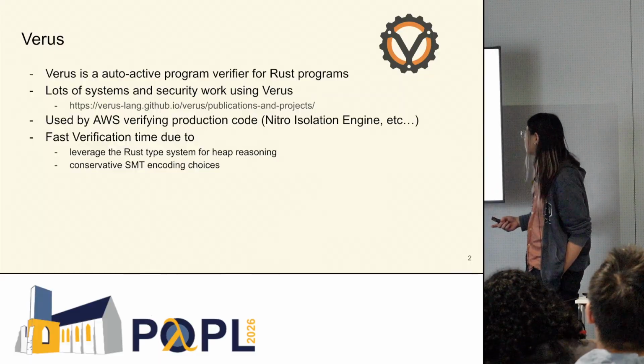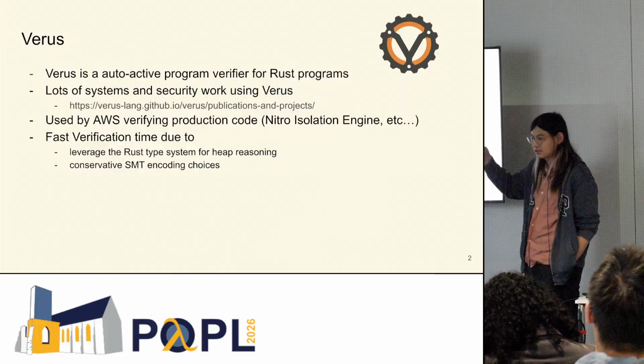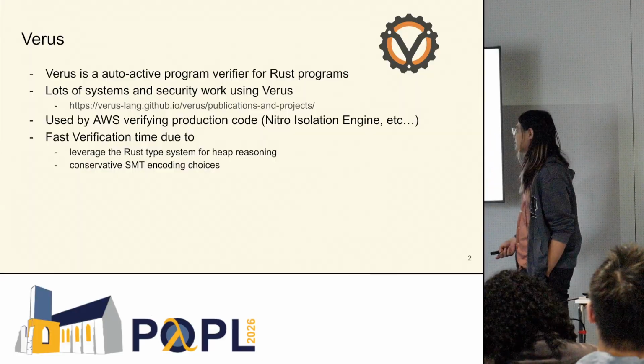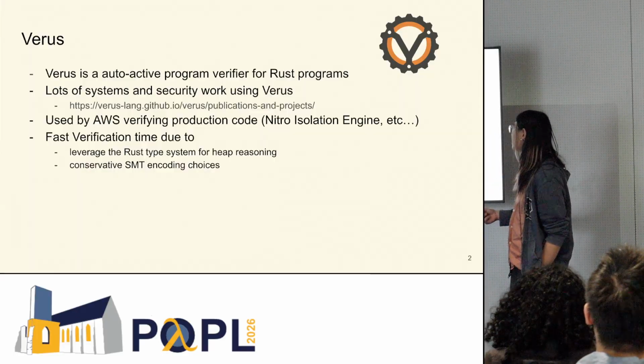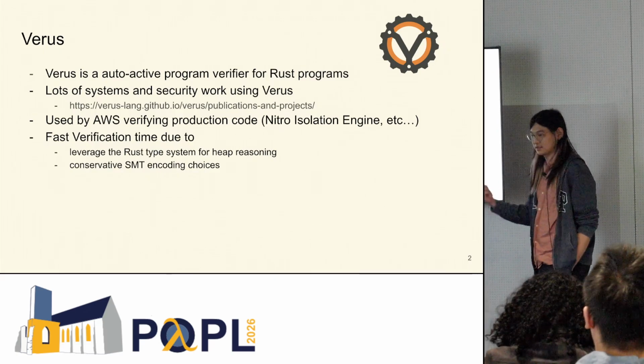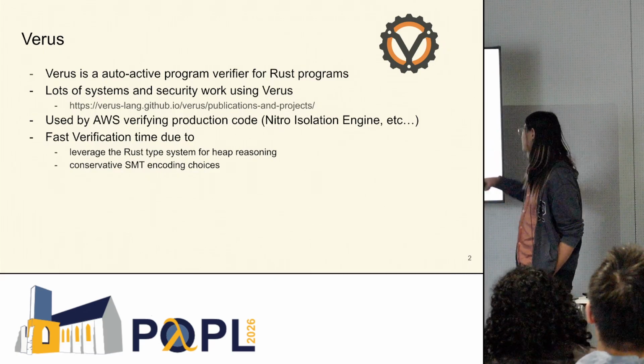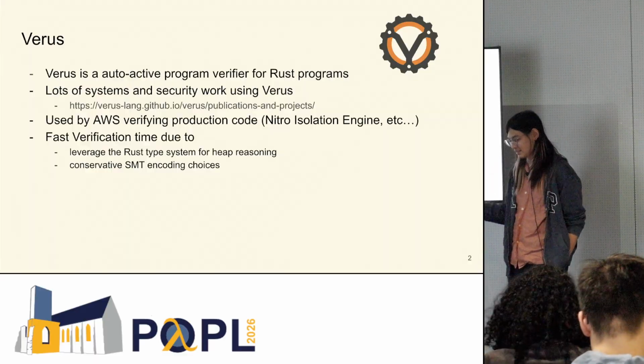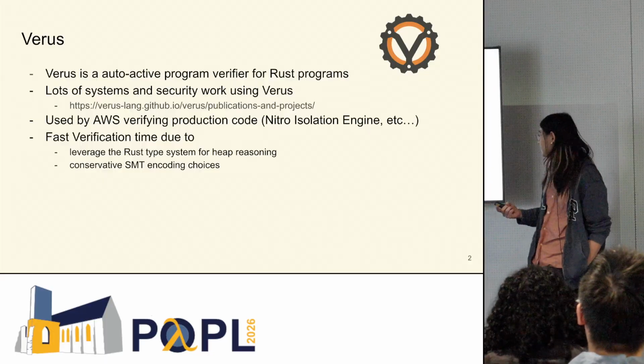Verus is an auto-active program verifier for Rust programs. Lots of systems and security projects use Verus now. You can see them on this link. It's used by Amazon to verify some production code. I think this is the one I can mention. And it has relatively faster verification time compared to tools like Dafny.